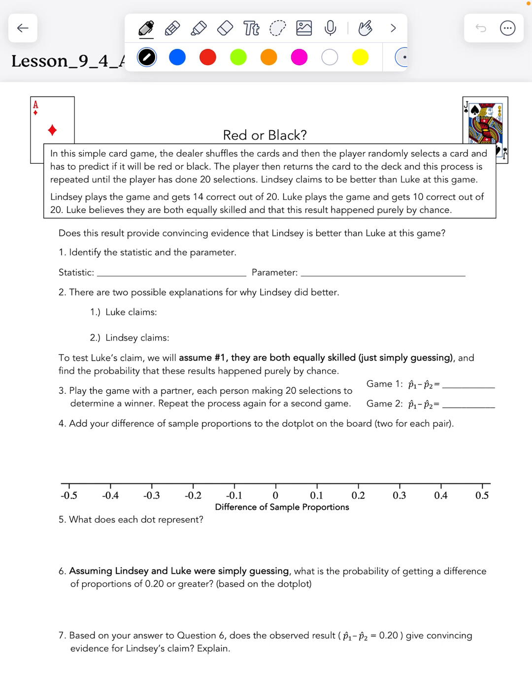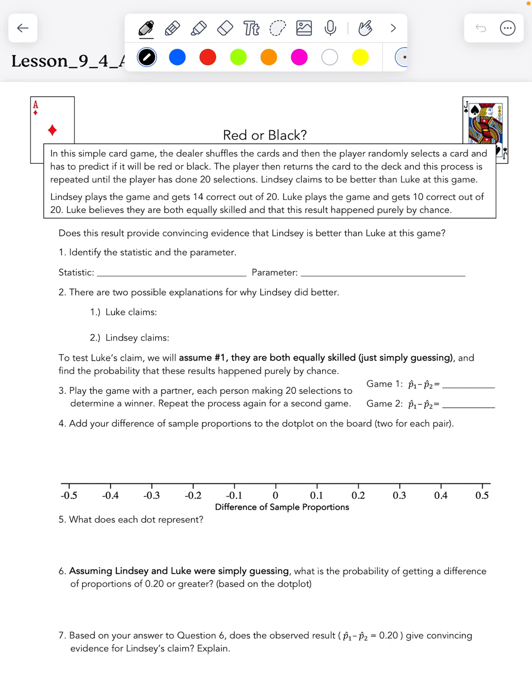Lindsay claims to be better than Luke at this game. Lindsay plays the game and gets 14 correct out of 20. And then Luke plays the game and gets 10 correct out of 20. Luke believes they are both equally skilled and that this result happened purely by chance. So, does this result provide convincing evidence that Lindsay is better than Luke at this game?